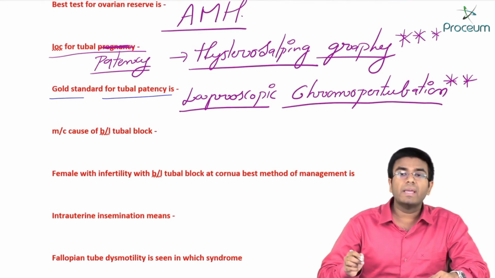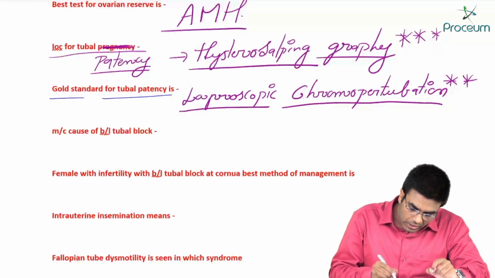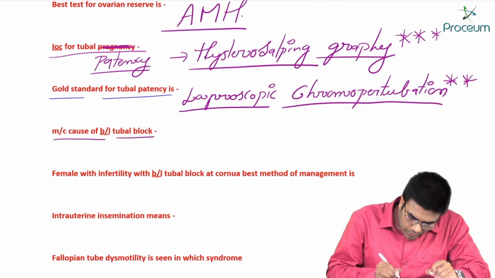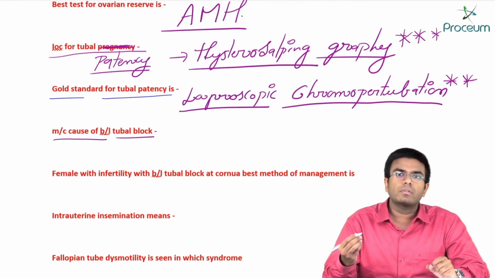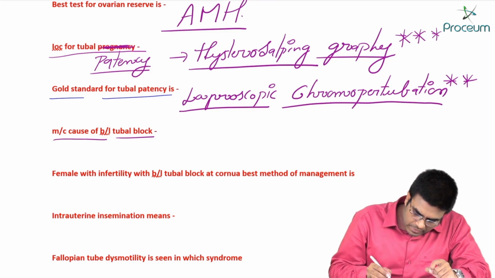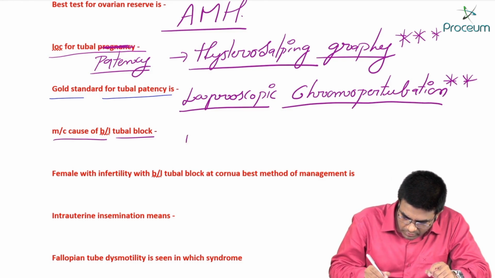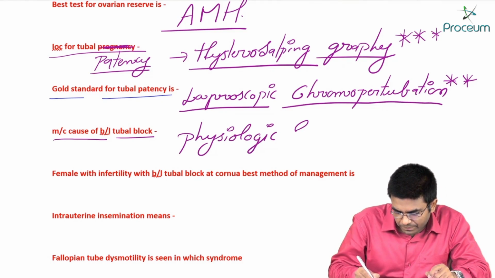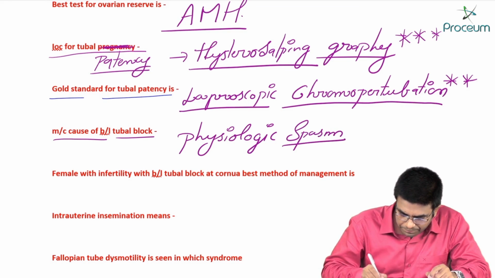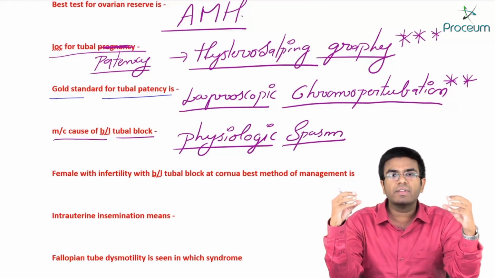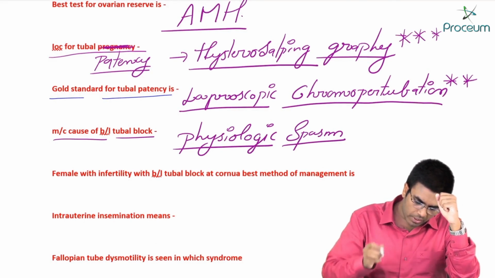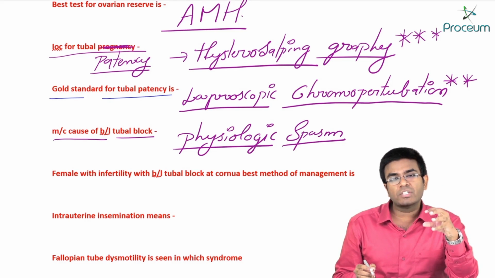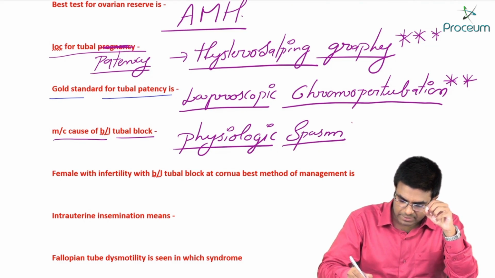Most common cause of bilateral tubal block. Okay, bilateral tubal block. That too, bilateral cornual tubal block. Don't think that it is because of genital TB, but it is because of physiological reasons. Okay, physiologic spasm. So, physiologic spasm of the cornua, the place where the fallopian tubes attach, that is the region known as cornua. So, the most common cause of bilateral tubal block, especially in the region of cornua, is physiological spasm.